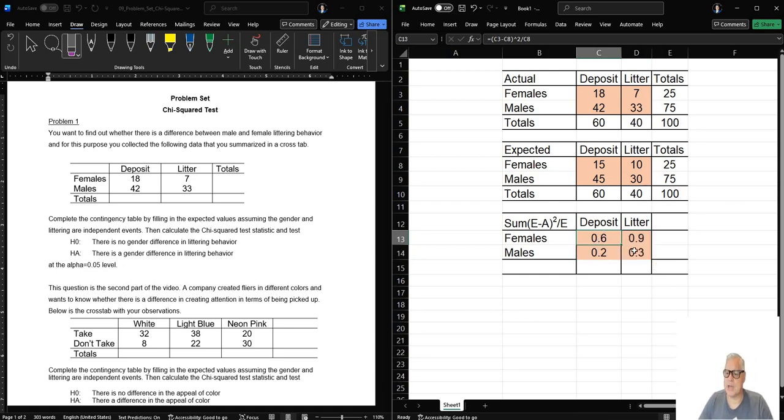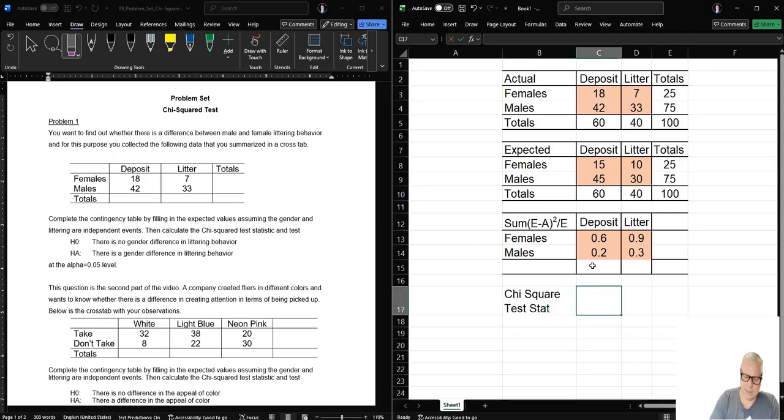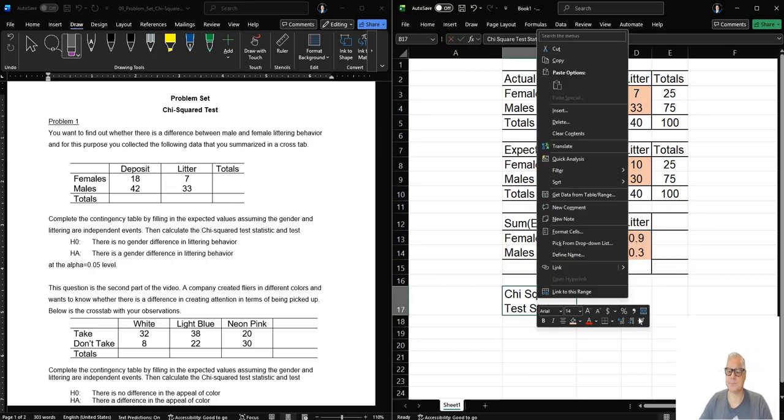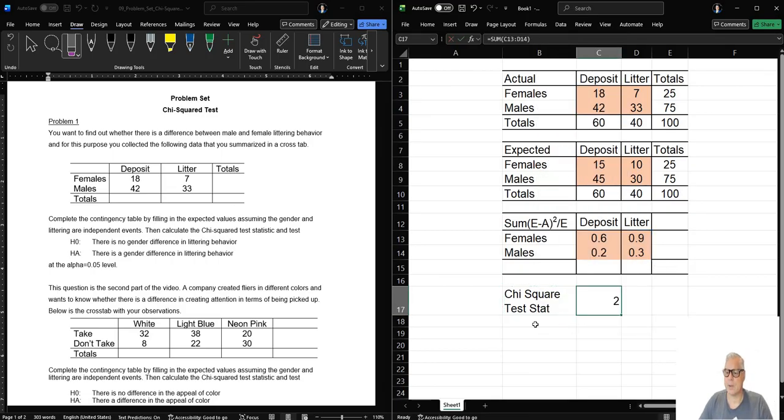So now the sum of those 4 cells that I just calculated, that is our chi-square test stat. And that is equal to the sum of those 4 values, which is 2. Okay, so now this is our test statistic.